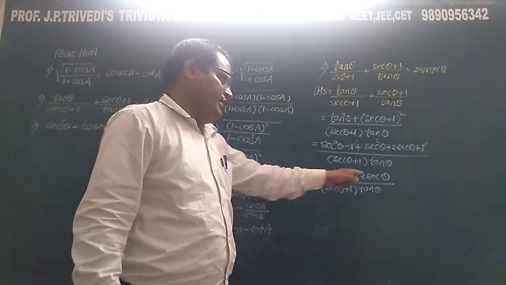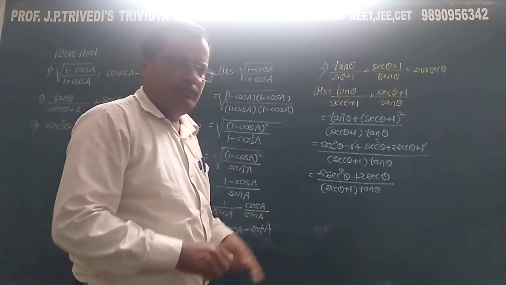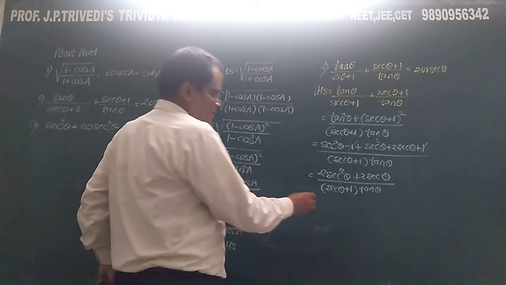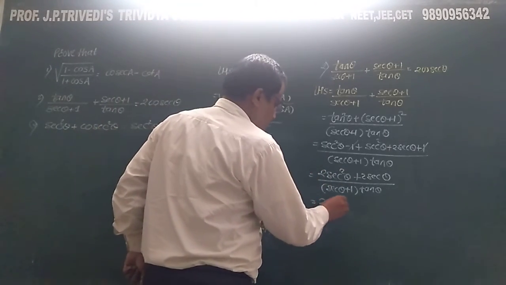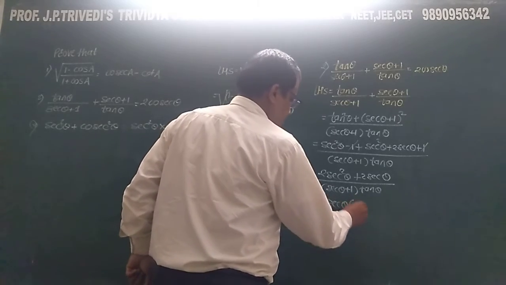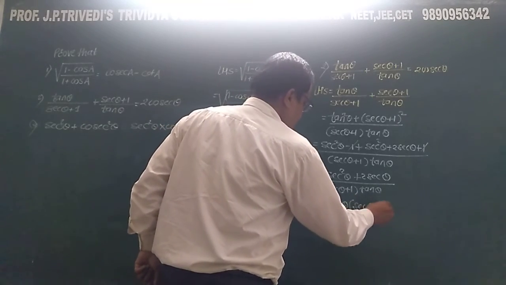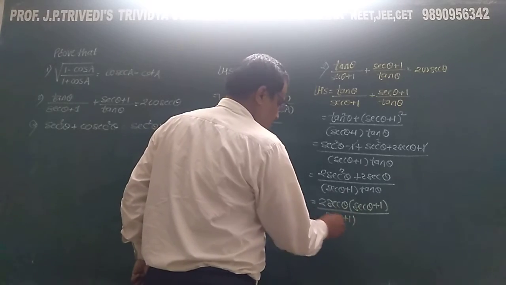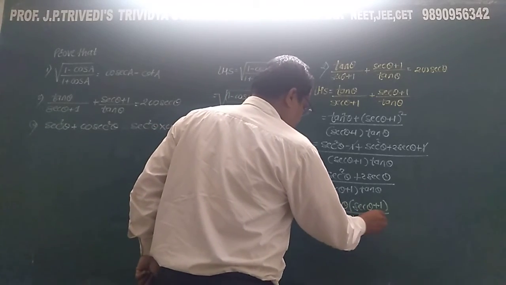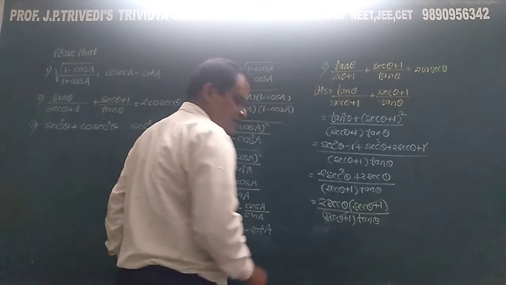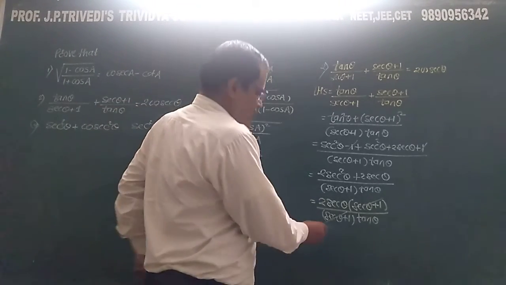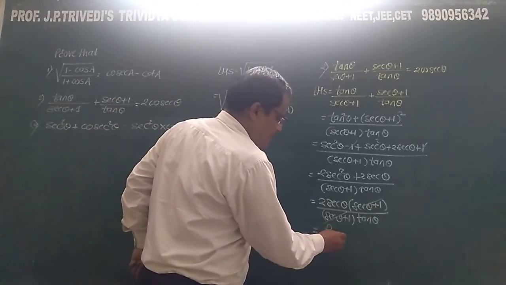So from this we take 2 sec theta as common. So here 2 sec theta into (sec theta plus 1) divided by (sec theta plus 1) into tan theta. Now this gets cancelled. After that, 2 sec theta divided by tan theta.